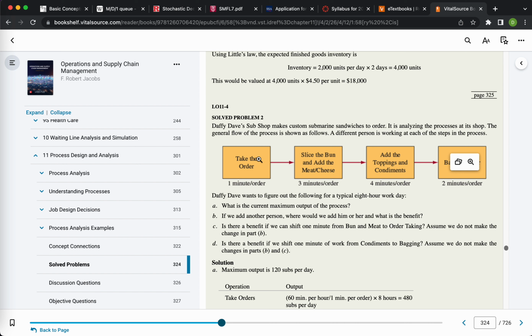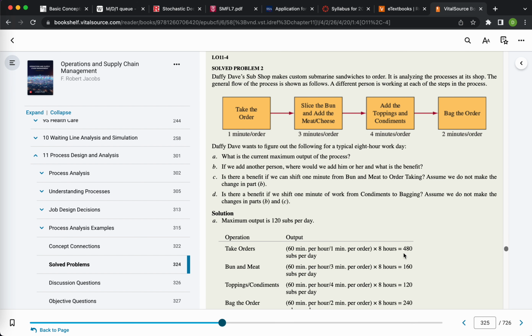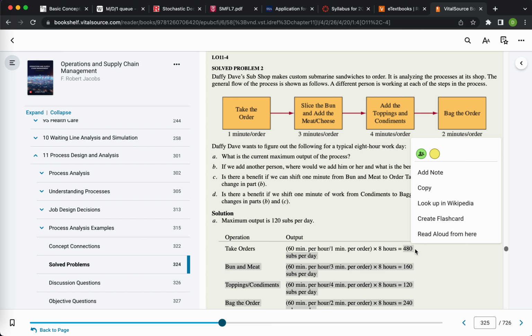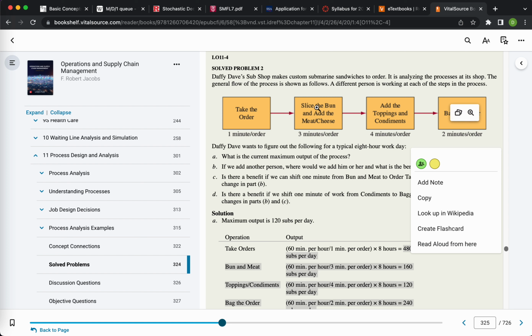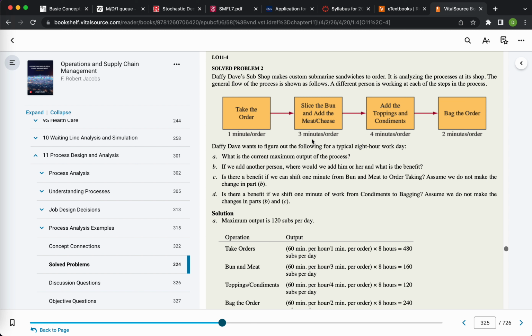So if I'm just looking at taking orders, how many orders can I take in a whole day, right? It takes 1 minute to take an order. So in 1 hour, I can take 60 orders. And if I'm running an 8-hour shift, I can take 480 orders in a day. Now slicing the bun and adding the cheese and whatnot takes 3 minutes per order, which means that in 1 hour I can do 20 of these.